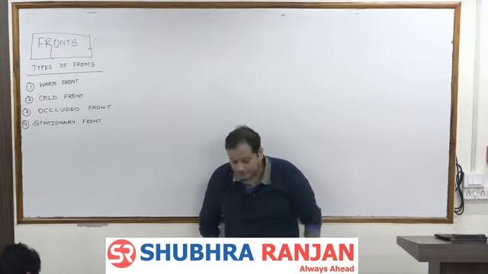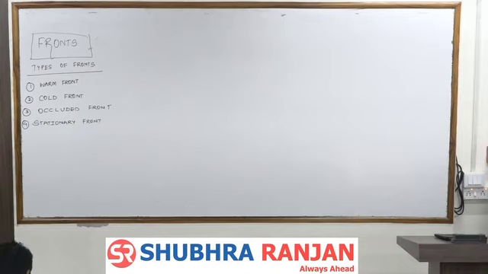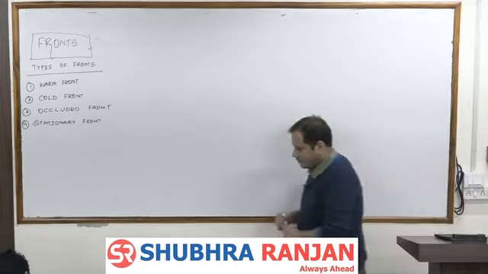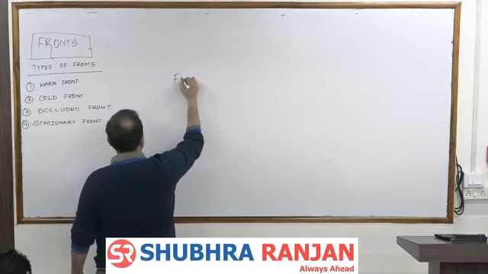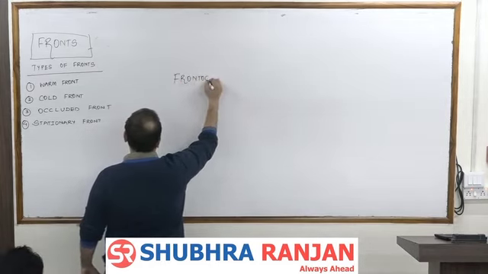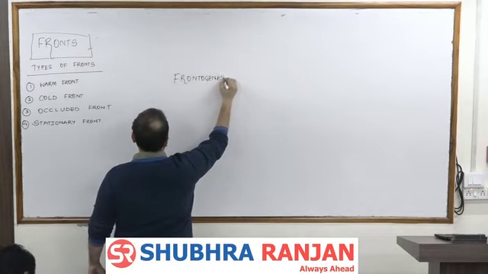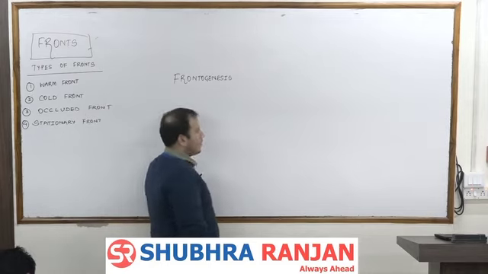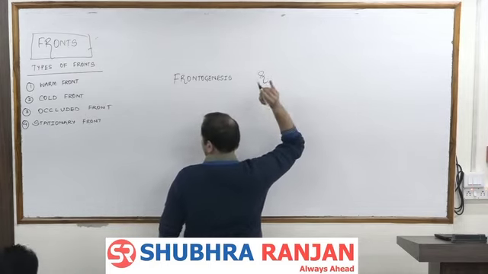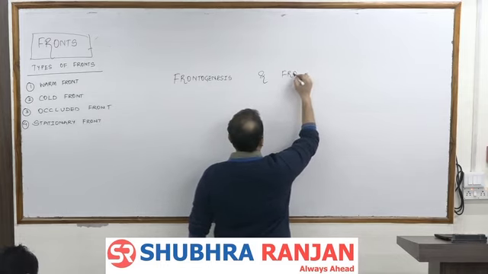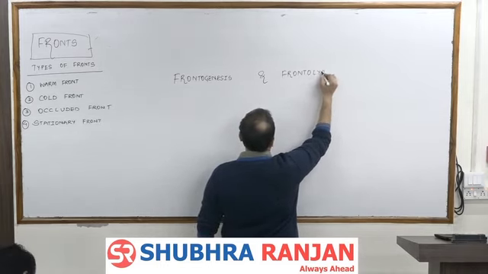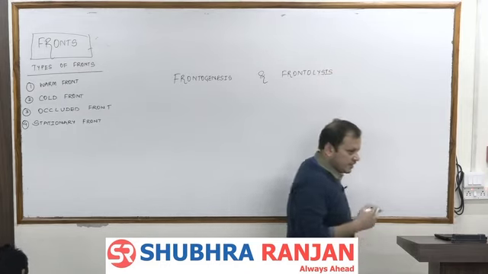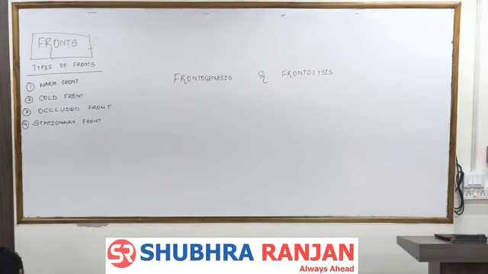So you can take down the process of formation of fronts. The process of formation of fronts is known as frontogenesis. While the process of death of a front is known as frontolysis. Lysis means death, genesis means birth. Frontogenesis and frontolysis.